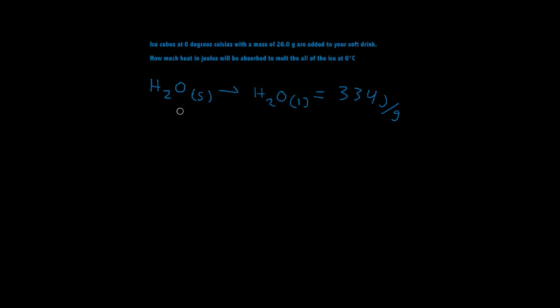For instance, for water changing to liquid, it uses 334 joules per gram. So that's kind of what I mean. There's a chart that has all kinds of different elements and substances and their changes of state, and it's very readily available online or in most chemistry books in the back. But let's do some problems here with this.